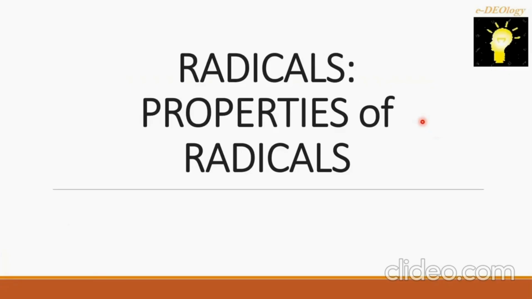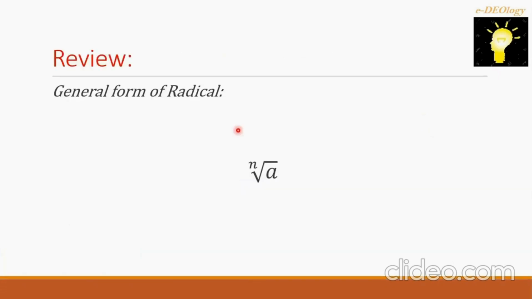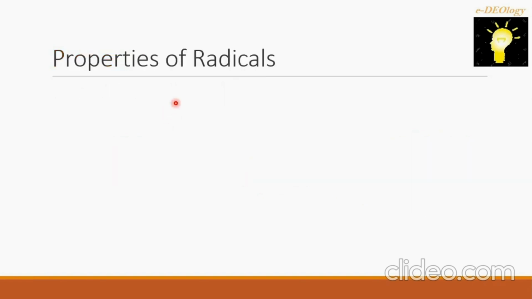We're going to study properties of radicals. First, let us review the general form of radical, and this is the nth root of a. We know that the small n is called the index, and the term inside the radical sign is called radicand. And this is our radical sign. Now let's go to properties of radicals.